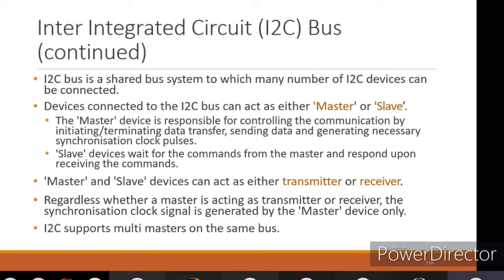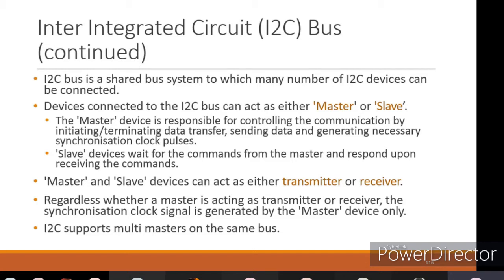Whatever devices are connected to the I2C bus, each may act as a slave or master. If the device is a slave, it will wait for the command of the master and respond upon receiving the commands. As and when commands are received, the slave will be responding. That is only the receiver part. Master and slave devices can act either as a transmitter or receiver.